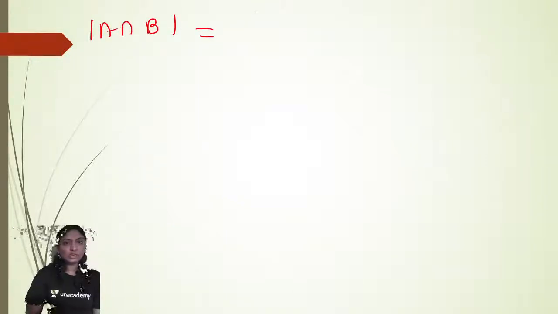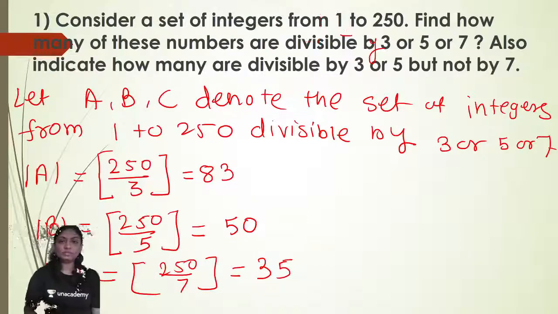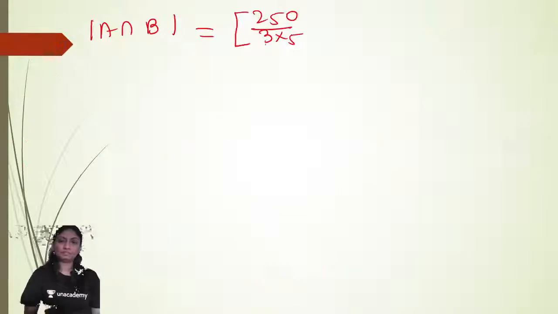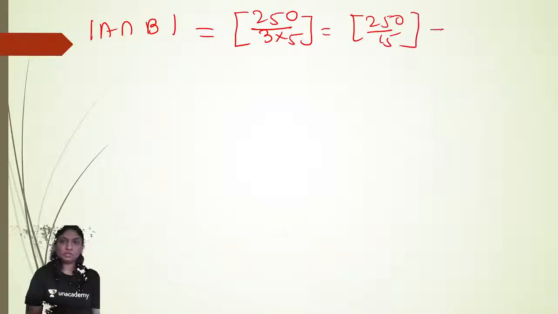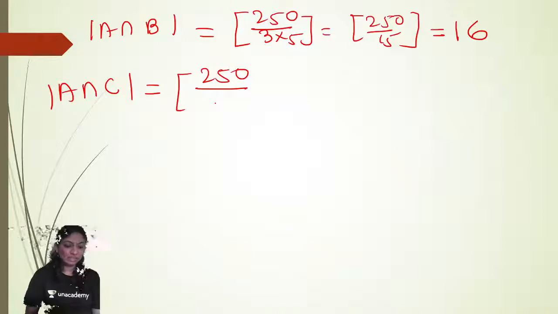Now we will calculate the cardinality of A intersection B, right? It means the number of integers which are divisible by both 3 and 5. So it will give you 250 by 15, and the integral part is 16. Now we will calculate the number of integers which are divisible by 3 and 7. So 3 into 7.